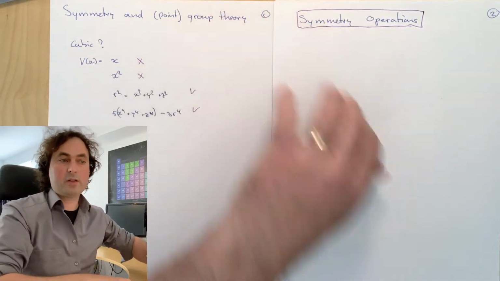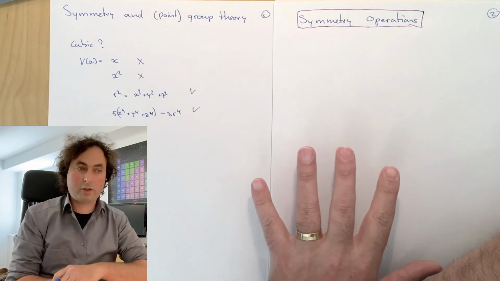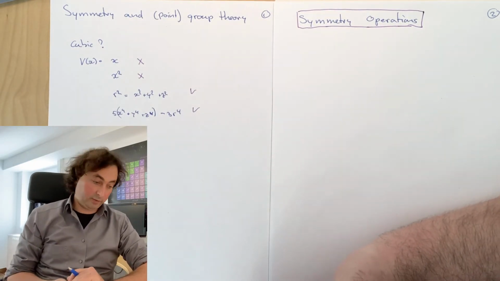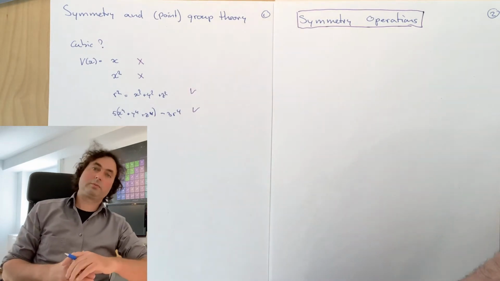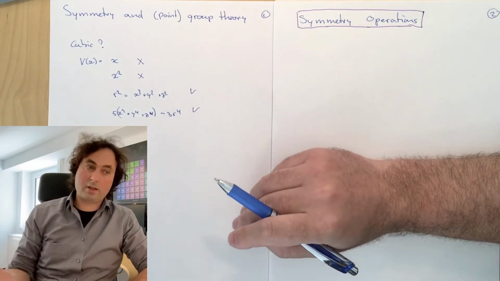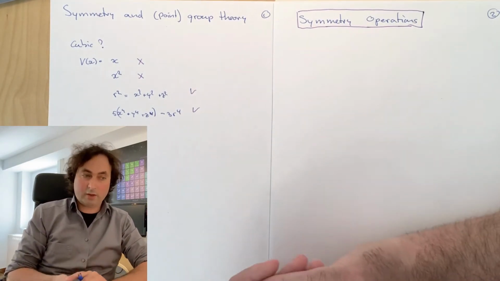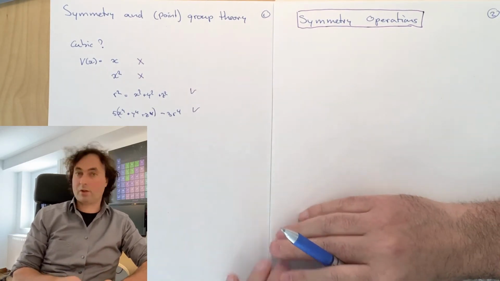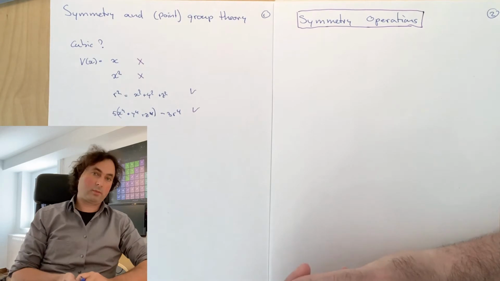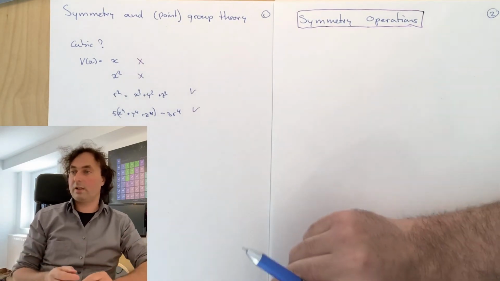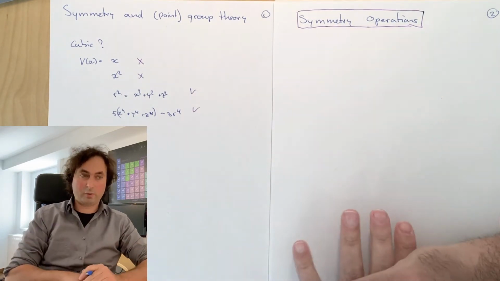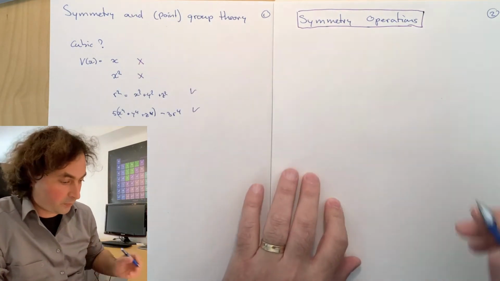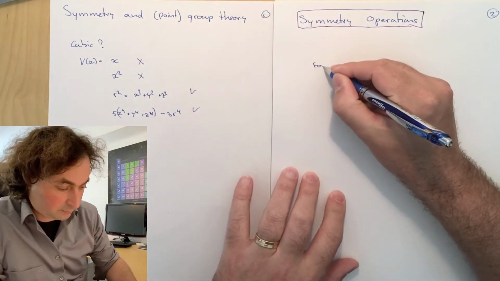A symmetry operation is a coordinate transformation, including time, that leaves the Hamiltonian invariant. So for a system with inversion symmetry, it's R to minus R, but you can have more symmetry operations. You can have translations in free space, any translation in a crystal, a translation by one of the lattice vectors, but you can also have rotations.